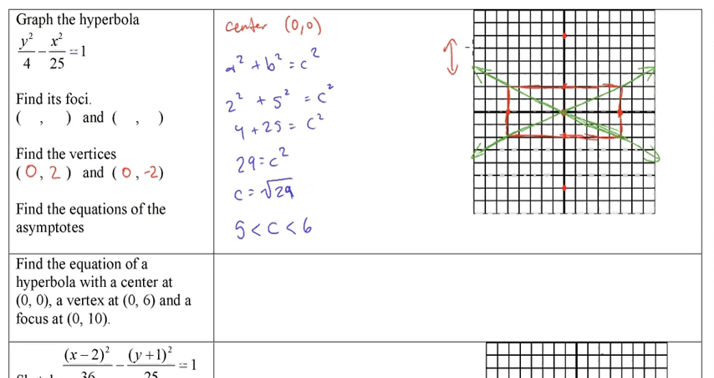All right, so where are our foci? They are at the center, and they're vertical, so they're going to have the same x value as our center on this one. So that's 0 and 0, and then it's up the square root of 29 and down the square root of 29, so negative square root of 29.